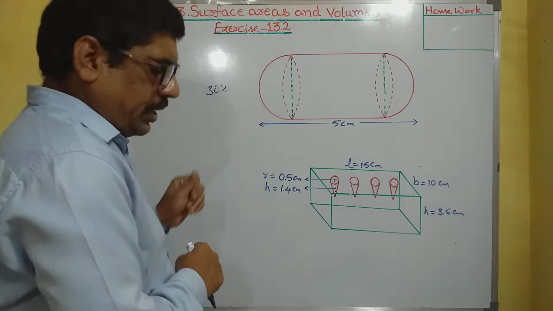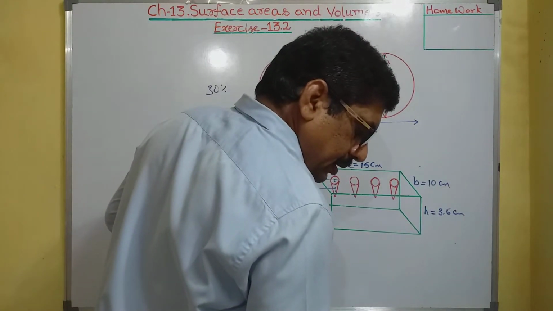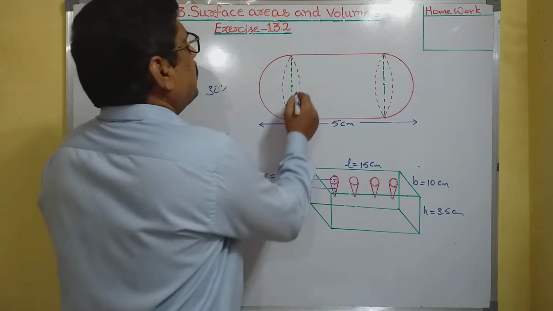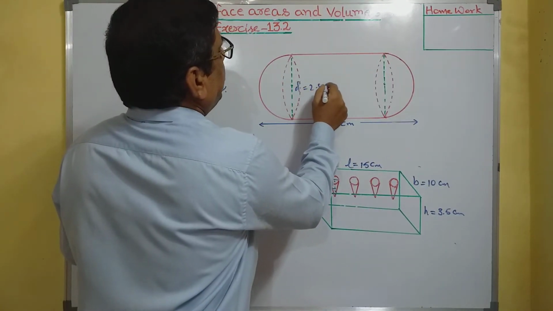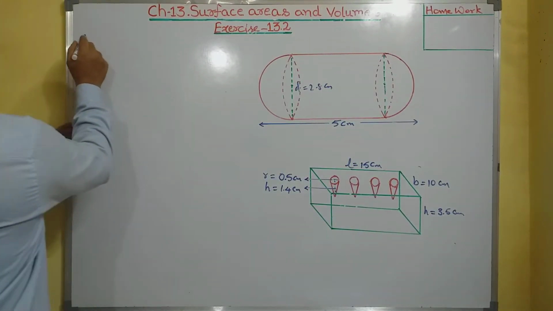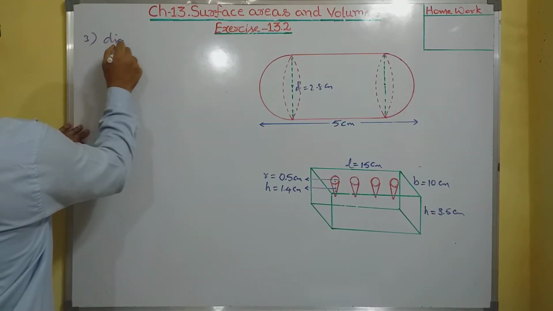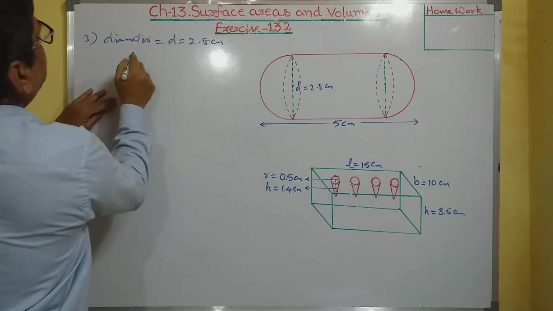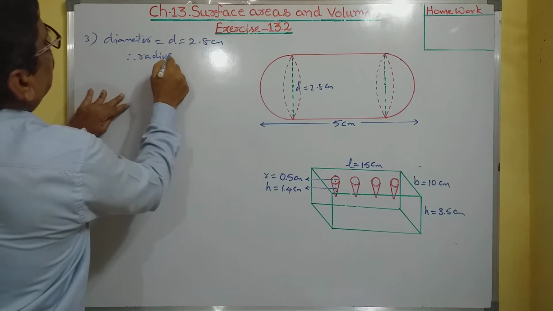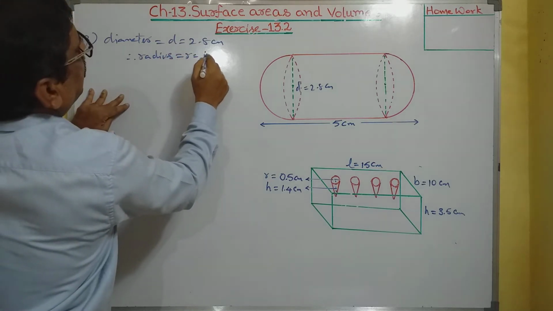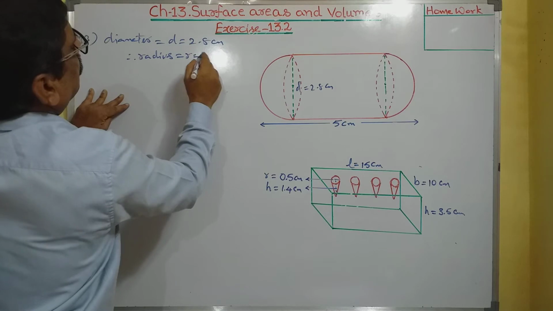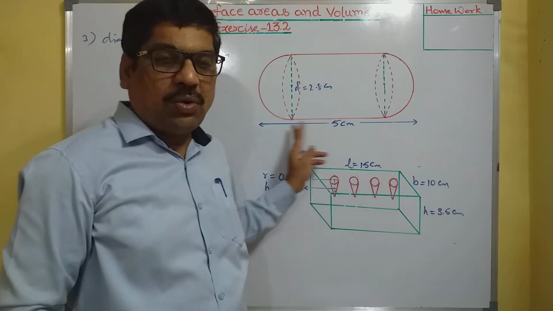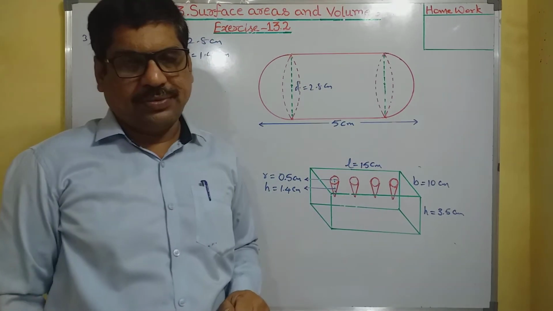Now look at this. He has given the diameter of the gulab jamun as 2.8 centimeters. D is equal to 2.8 centimeters. Therefore, radius R is equal to 2.8 by 2, which is 1.4 centimeters. And the total length of each gulab jamun is 5 centimeters.